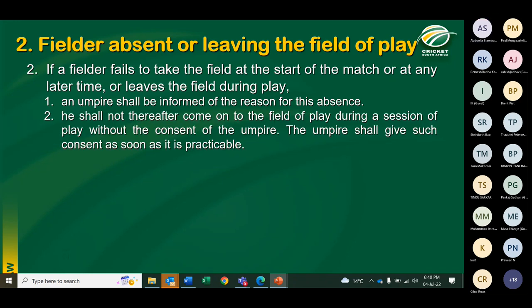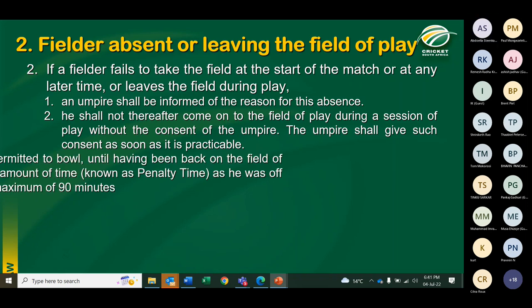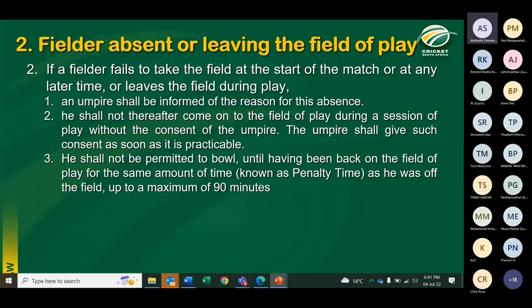Secondly, if that fielder that now went off wants to come back onto the field of play, that fielder needs the consent of either of the umpires before he or she can return to the field of play. Then the fielder that was off shall not be allowed to bowl until that fielder has been on the field of play for the same amount of time that the fielder was off the field of play, up to a max of 90 minutes. Tom will go through a few examples in the revision questions that will illustrate this point clearly.